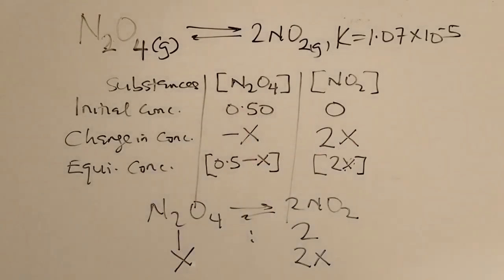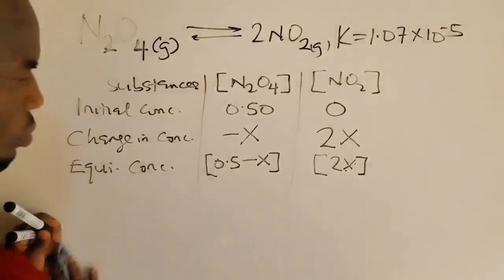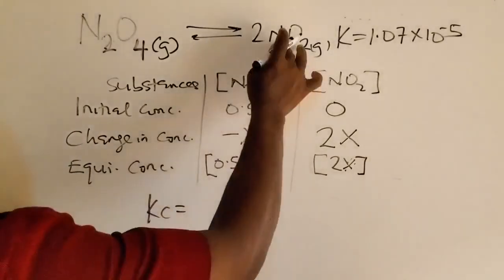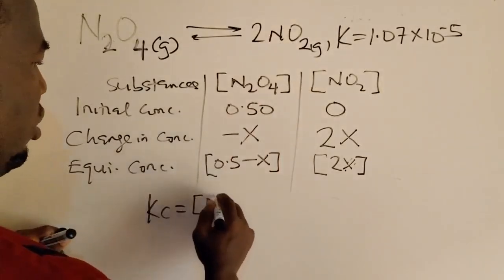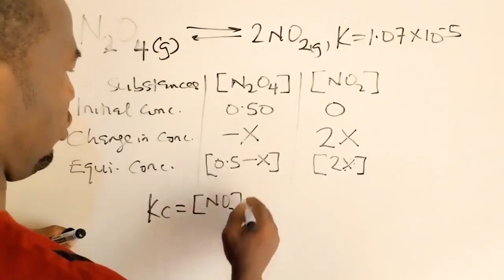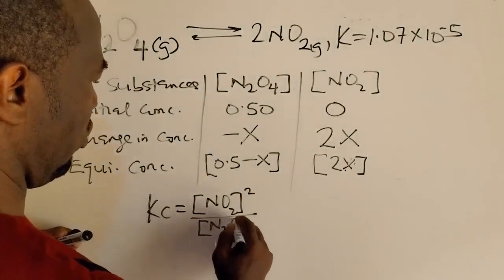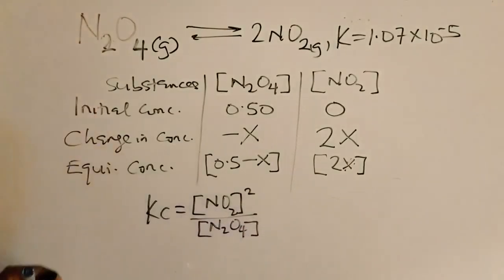Having done that, the next thing we'll do is write the equilibrium constant expression for this reaction, which is going to be Kc equal to the concentration of the product raised to the power of the number of moles, power 2, over that of the reactant N2O4. So we'll make a substitution and then start solving.